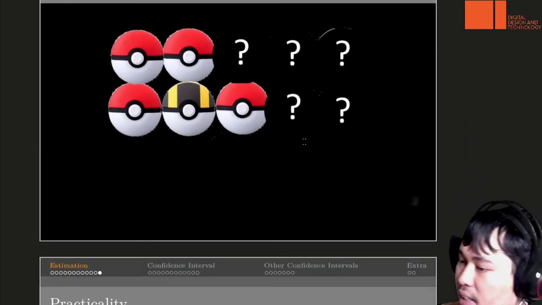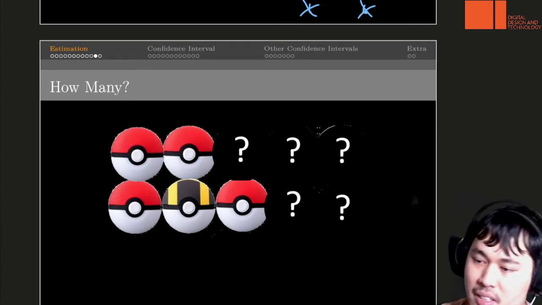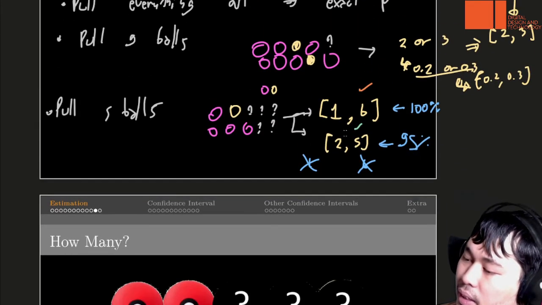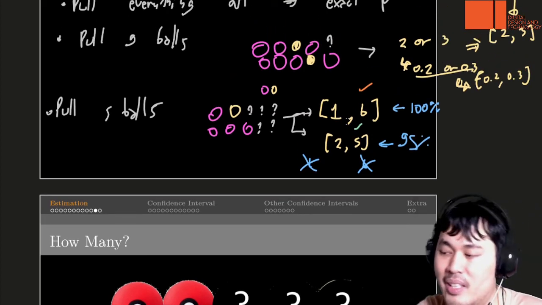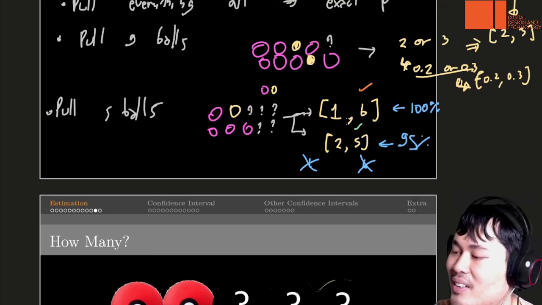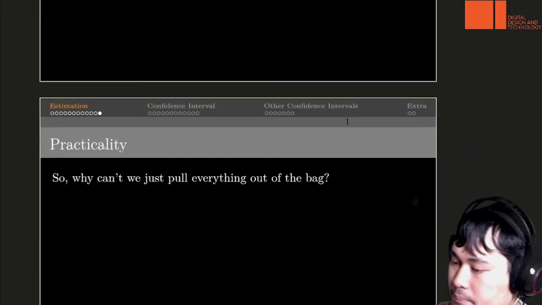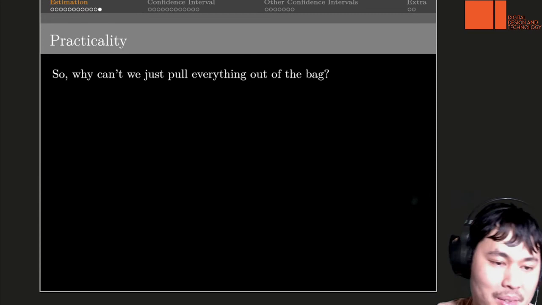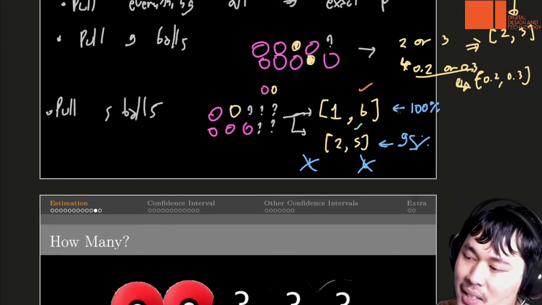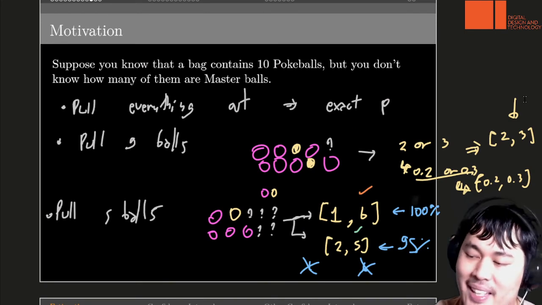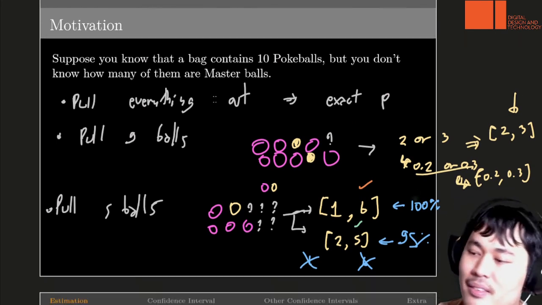And so I think the other tools are, this one is just what I just mentioned. Now it depends on whether you want to be correct all the time or sometimes. And also, just to conclude on this one, in practice, if you can pull everything out of the bag, why not? Why didn't you do that in the first place?